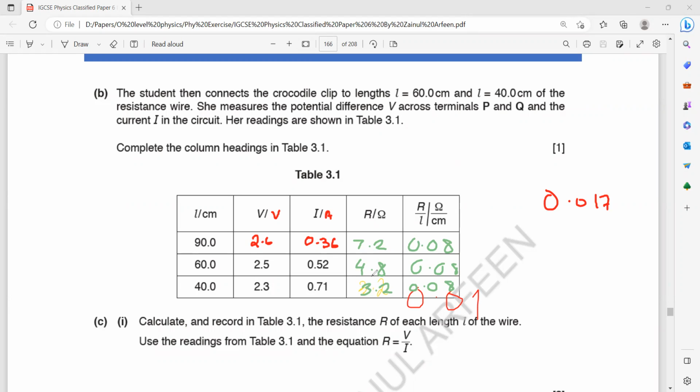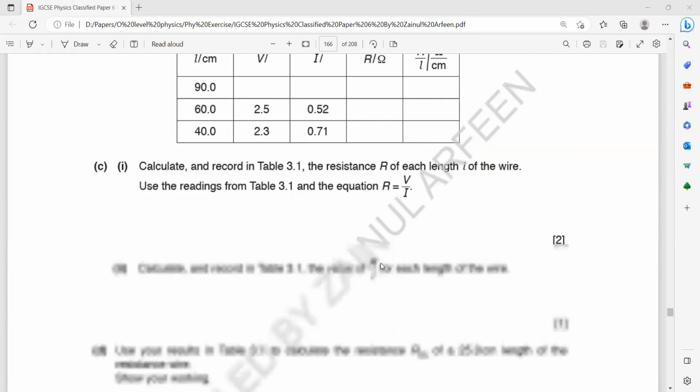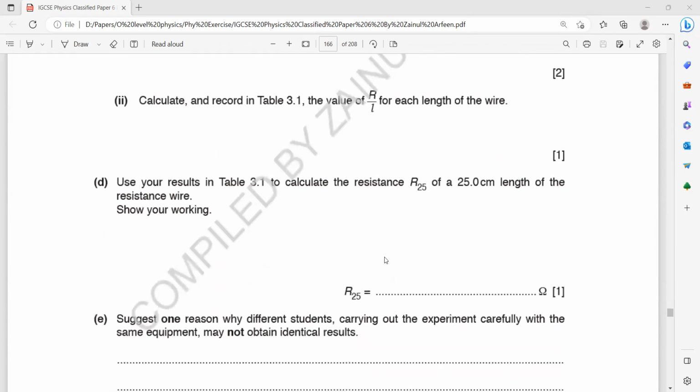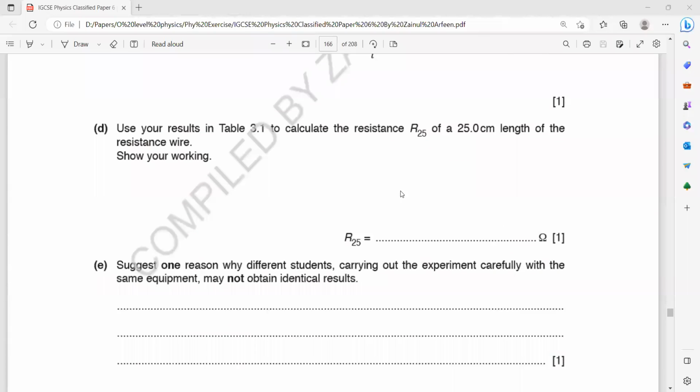Can you check? It was 3.2 divided by 40. Can you check again? It is 3.2 resistance divided by, oh sorry, length. I made it 0.71. Yeah, because it's resistance over length. 0.08 is the right one, because resistance over length for any wire should be constant. Resistance per length is a constant thing. That's why I was sure that it should be 0.08. Then we did R by L, we already did that.